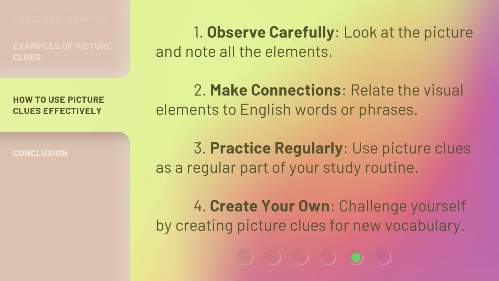1. Observe carefully. Look at the picture and note all the elements. 2. Make connections. Relate the visual elements to English words or phrases. 3. Practice regularly. Use picture clues as a regular part of your study routine. 4. Create your own. Challenge yourself by creating picture clues for new vocabulary.